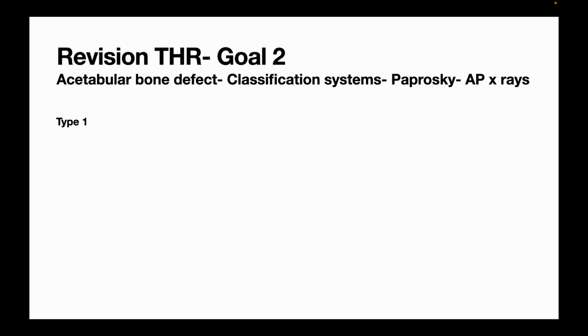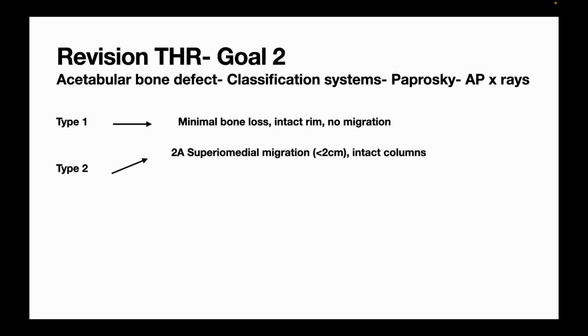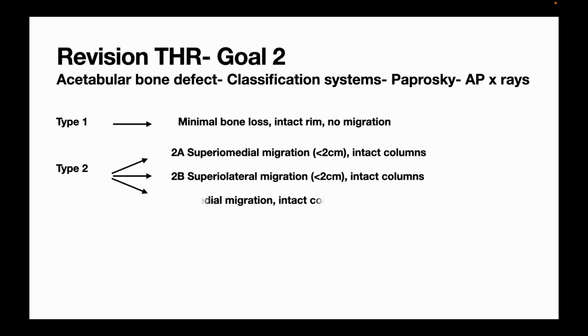Now coming to Paprosky classification in particular, type 1 indicates minimal bone loss with an intact peripheral rim. There is no migration of the cup. In type 2, the columns are intact and the cup migration is under 2 centimeters. In 2A, there is superomedial migration. In 2B, there is superolateral migration. And in 2C, the cup migrates medially.